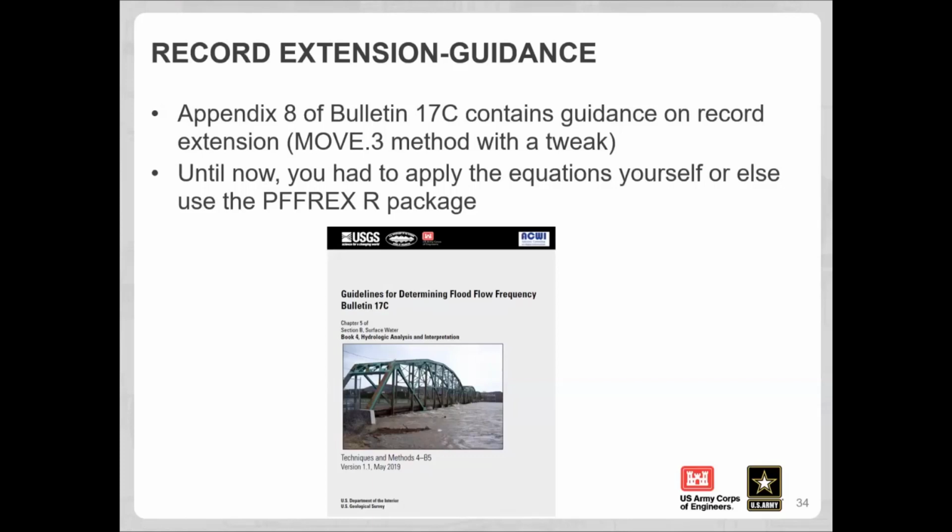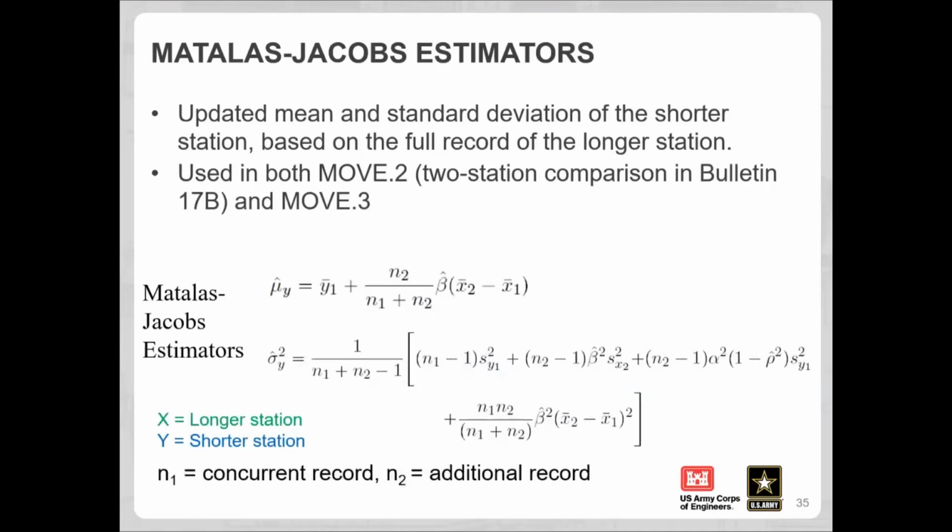So the key concept behind this record extension is the idea that we want to have an improved estimate of the mean and variance for our short-term site. For a regular log Pearson type 3 distribution, you have your three parameters: mean, standard deviation, and skew. You can usually improve your skew estimates by using a weighted skew, like Dave talked about just a minute ago. This is about trying to improve your mean and your variance components of that LP3 distribution.